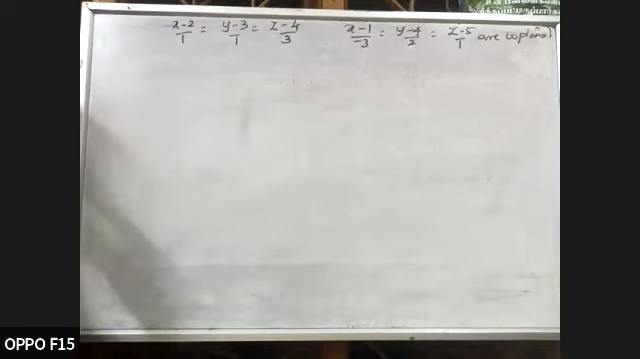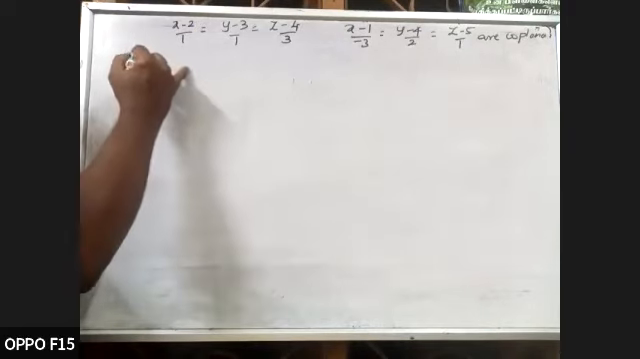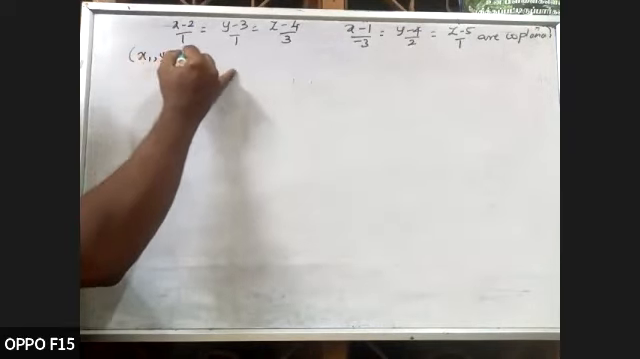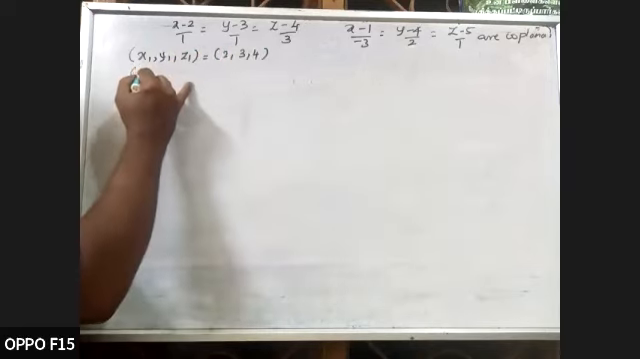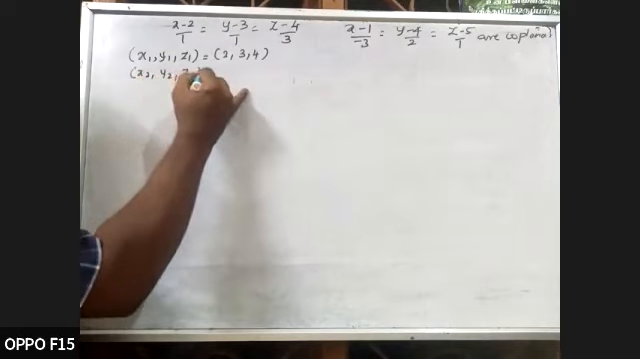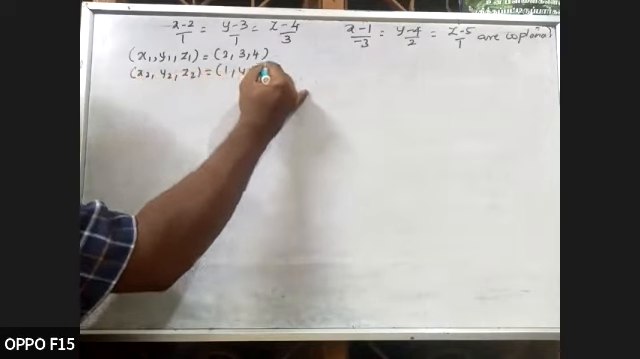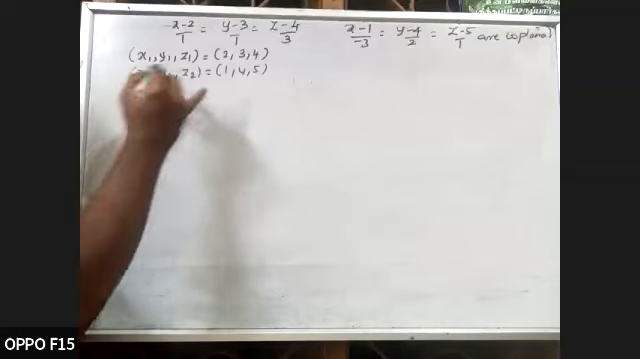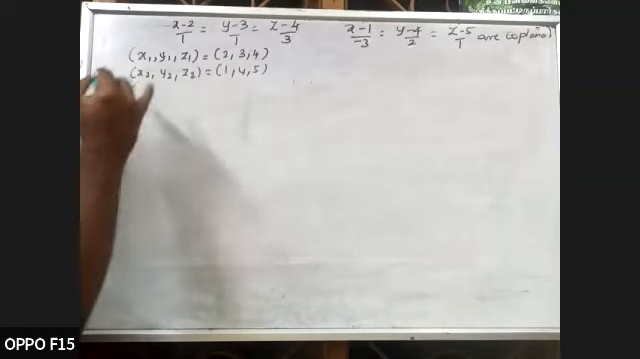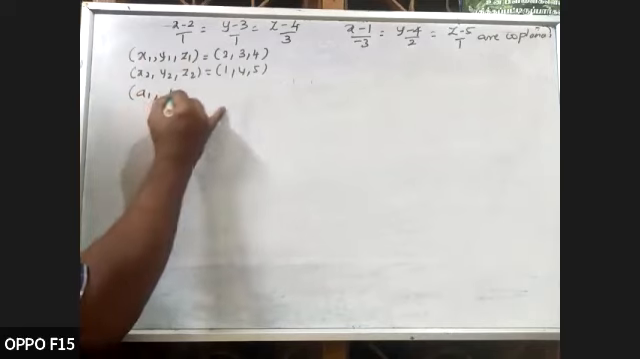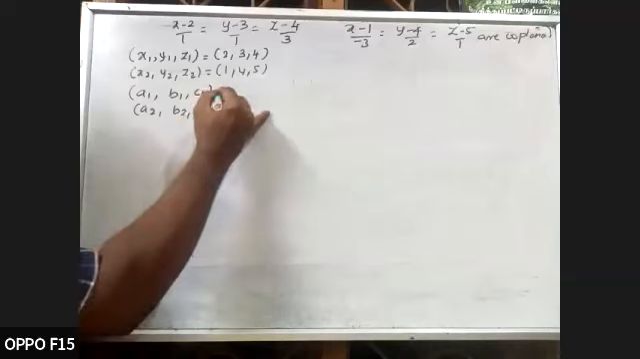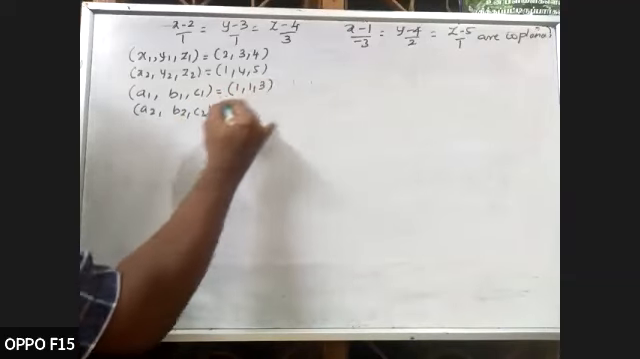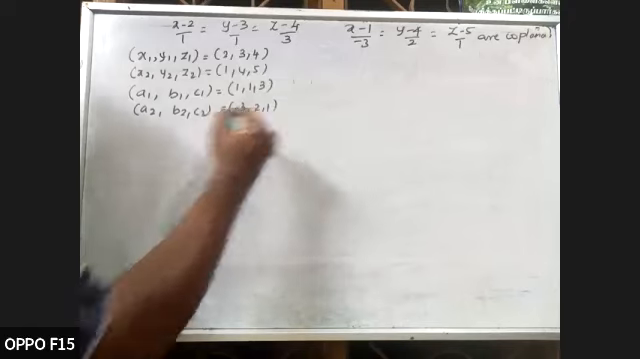For the condition for coplanar, you have to take the points and the direction ratios. First, the point on the first line, x1, y1, z1, we can call it 2, 3, 4. The point on the second line, x2, y2, z2, we can write as 1, 4, 5. And third, the direction ratios: first a1, b1, c1, second a2, b2, c2. We can write these as 1, 1, 3 and minus 3, 2, 1.